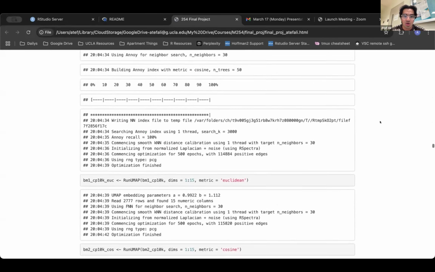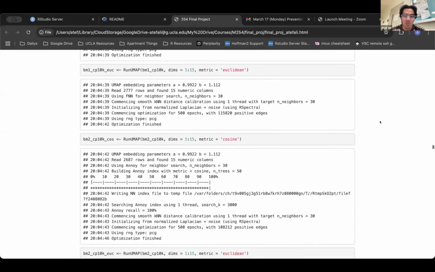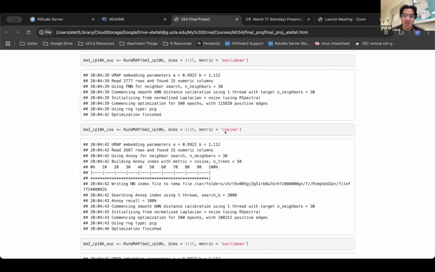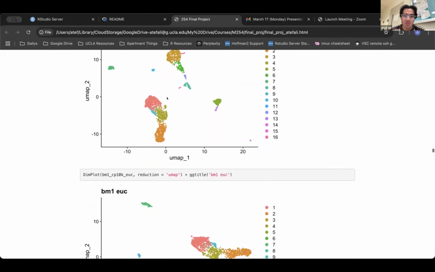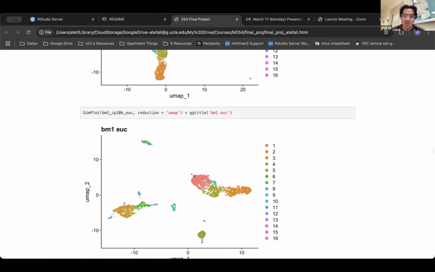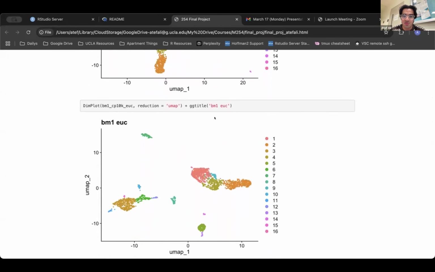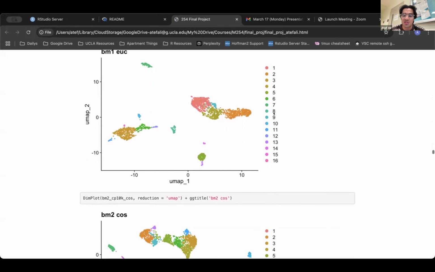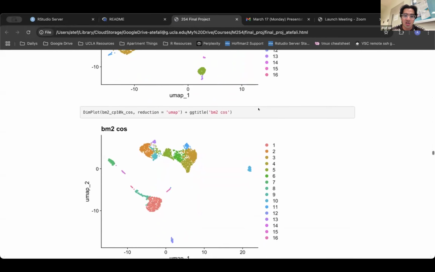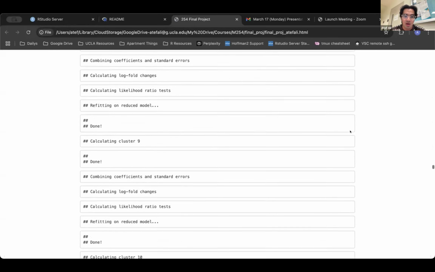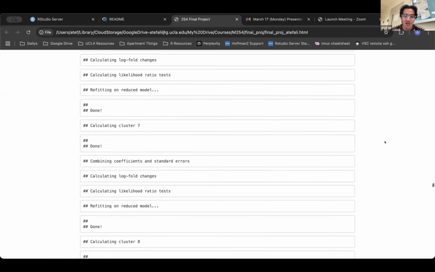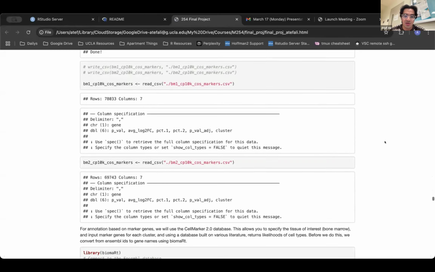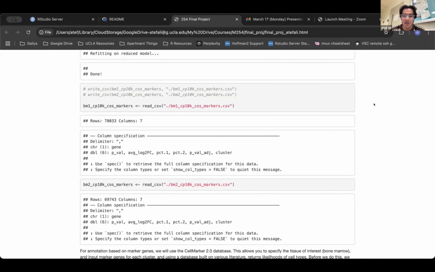Moving on to the UMAP plots, I tried both Euclidean and cosine for distance metrics, and the results look pretty similar. The groupings for each of these colors tend to be in similar structures for both metrics. So for simplicity, I went forward with the cosine metric. Then I used MAST differential expression testing because it handles single cell data better and models for dropout and sequencing depth.